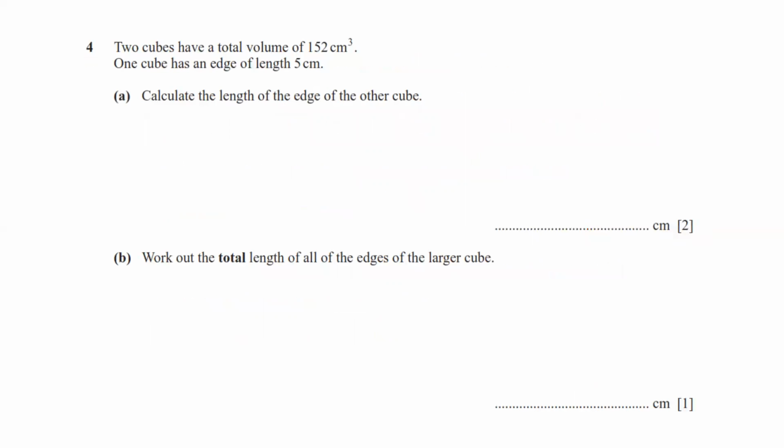Next question, question number 4. It says two cubes have a total volume of 152 centimeter cube. One cube has an edge of length 5 centimeter. Calculate the length of the edge of the other cube.